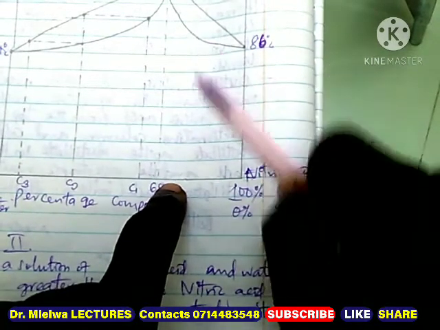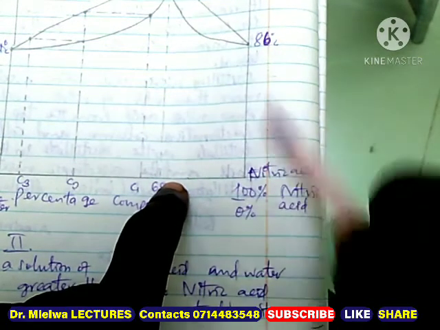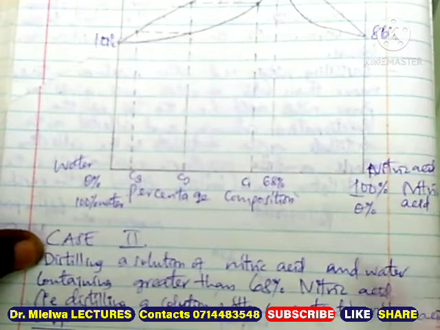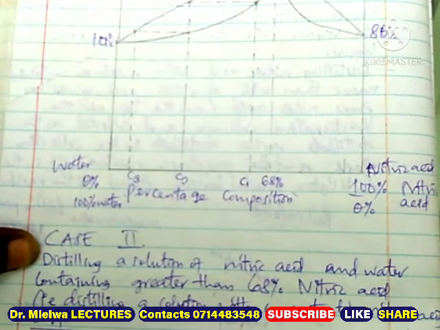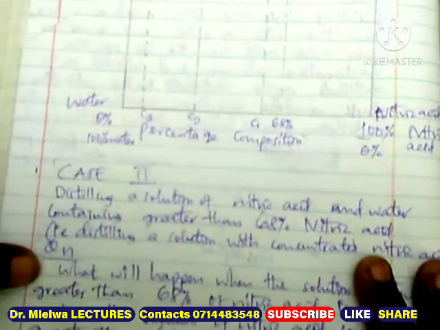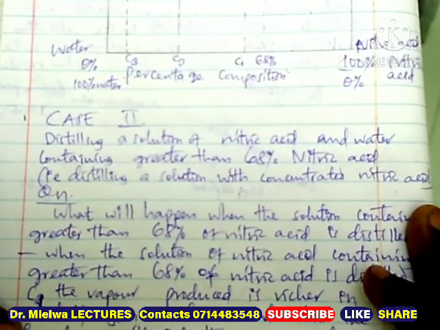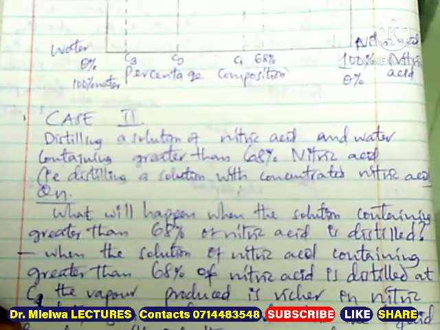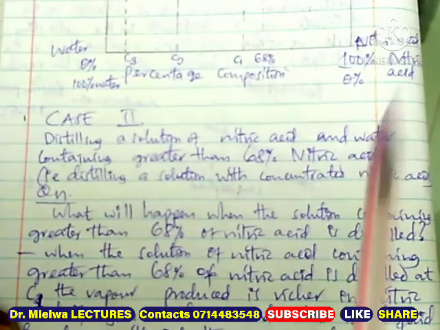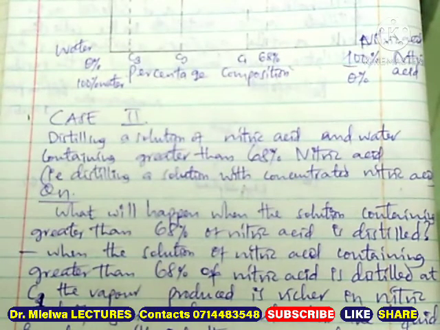that means if we have a certain concentration there, evaporation, then condensation, evaporation and condensation will end up with the nitric acid in the collector as pure component, and the residue will be azeotropic mixture. So the residue will be azeotropic mixture, and the pure component in the collector would be nitric acid. So in case 2, distilling a solution of nitric acid in water containing greater than 68% of nitric acid. So distilling a solution with concentrated nitric acid, what will happen?